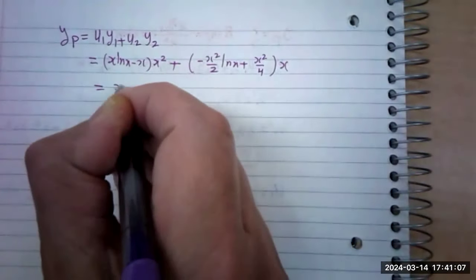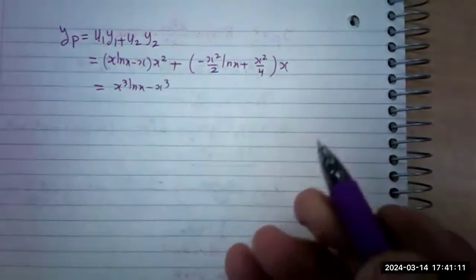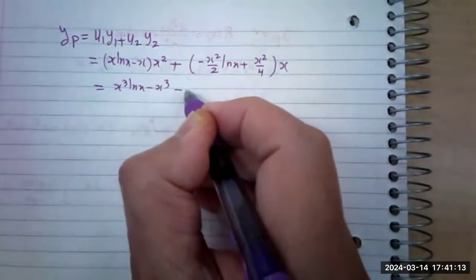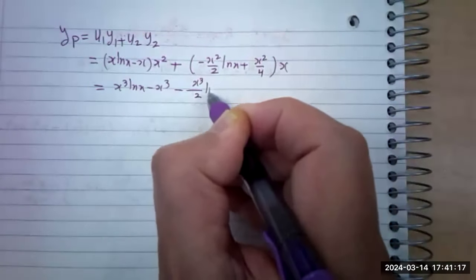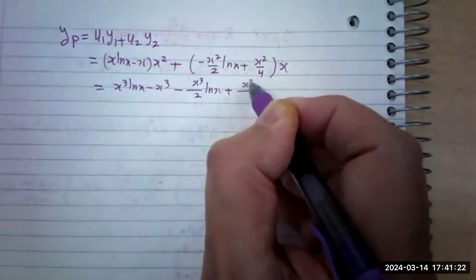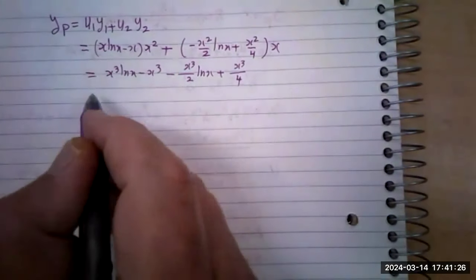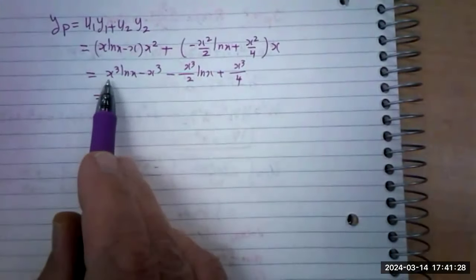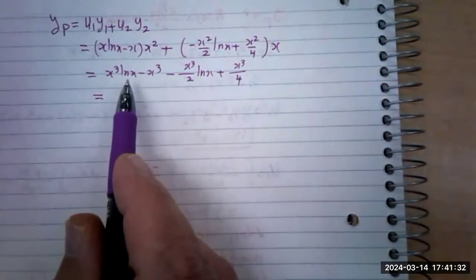So distribute this one, that gives you x cubed ln x minus x cubed. Multiply this one, it's going to be negative x cubed over 2 ln x. And this would be plus x cubed over 4. Can be easily combined. This is 1 x cubed ln x, this is 1/2. So if you subtract that, you get 1/2.